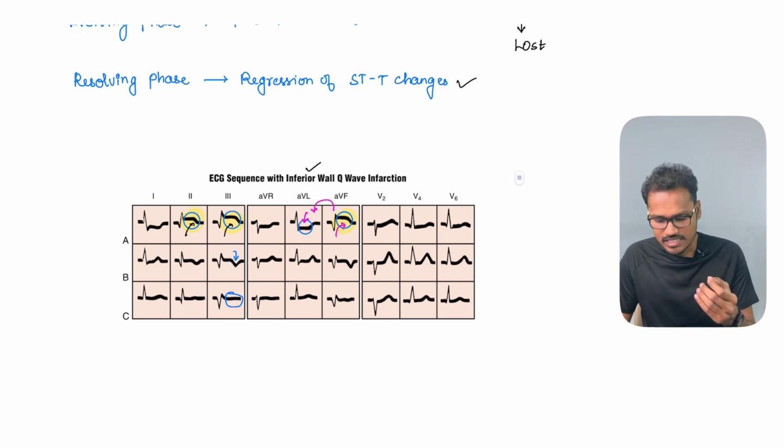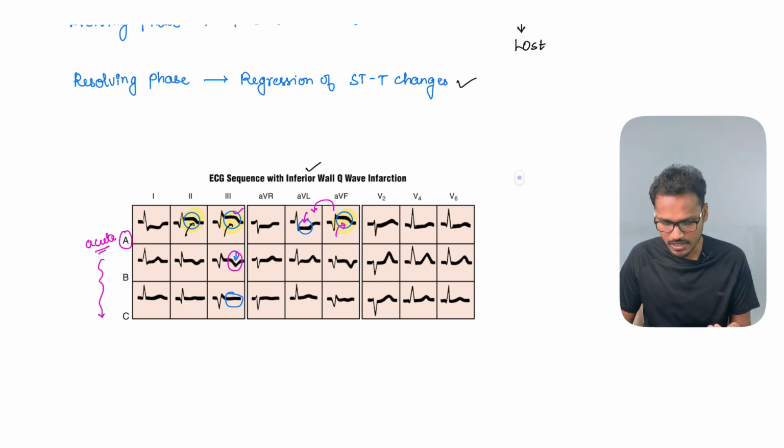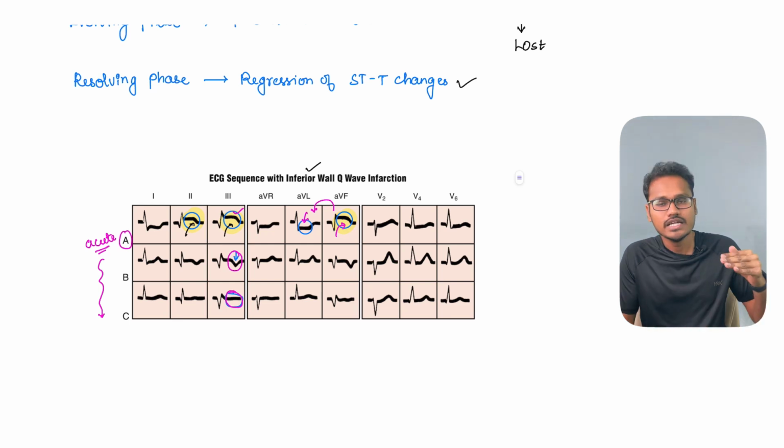And as and when the MI progresses, what has happened? A is the acute phase and it is progressing to B and C. In B, we can see in the same lead where the ST segment was elevated, now there is an inversion of the T wave. Inversion of T wave has happened. And finally, you can see here it has become a flat line also. Now it is not elevated. It has become a flat line.